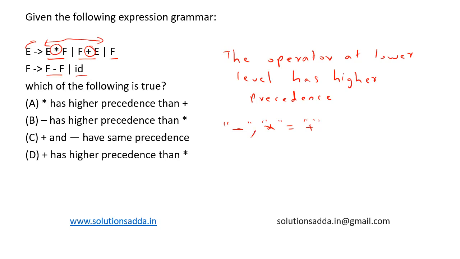Now let's see the options. Star has higher precedence than plus. No, this is wrong. Minus has higher precedence than star. True. Plus and minus have same precedence. False. Plus has higher precedence than star. This is also false. So based on the options, option B is the right answer here.